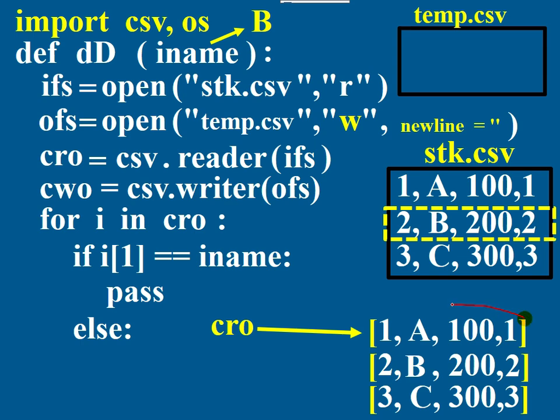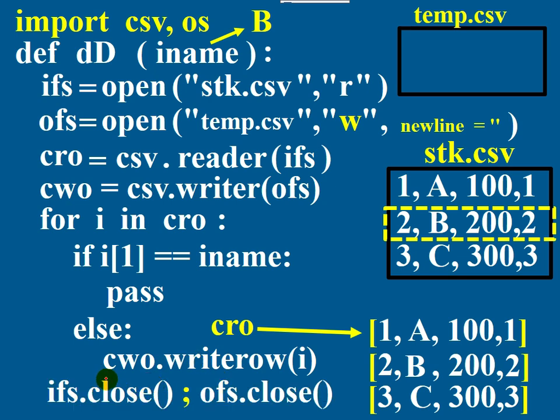Otherwise, all other lists should be written to the temporary file. So CWO dot writerow within brackets i, the list will be written to the temporary file. Once the use is over, you can close the file, and if multiple statements are written in the same line, they should be separated using a semicolon.